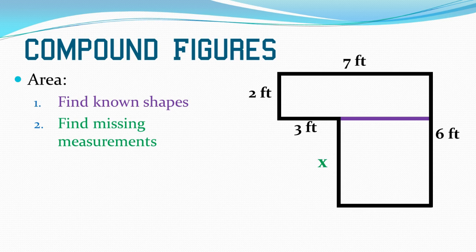I can set that up as an equation: 2 plus x equals 6. I need to find two parallel sides that can be added up to equal a total length. 2 plus x equals 6. It's a one-step equation. I'm adding 2 to x, so I'm going to subtract 2 from both sides. 6 minus 2 gives me 4, so that means that this side is 4 feet.